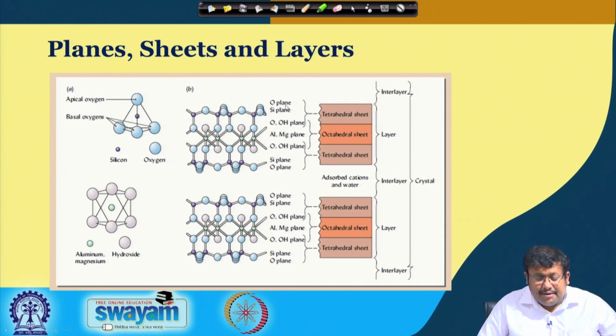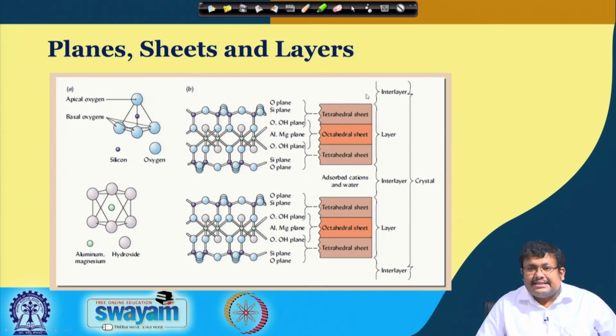So, obviously based on this structure they will get an O plane followed by a silicon plane, and then they will get an O, that means oxygen, as well as hydroxyl plane, followed by aluminum and magnesium plane, then again oxygen hydroxyl plane, then again silica plane, and then followed by an oxygen plane. So, as you can see, this basically defines how this 2:1 structure is composed.